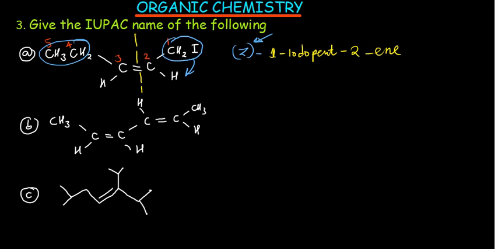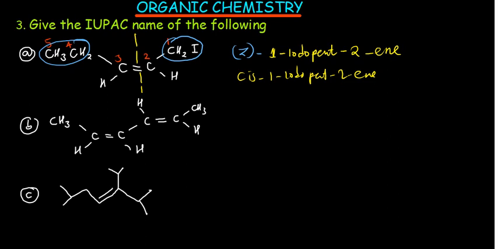Now, apart from looking at the Z and E properties or isomerism, we can look at the cis and trans. Since the groups of interest are both on top, this is going to be called cis because they are on the same side. And the hydrogens, we can see they're on the same side. So this can also be called cis-1-iodopent-2-ene. Alright, so that is going to be the name.